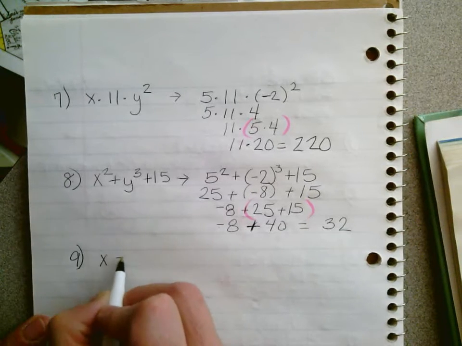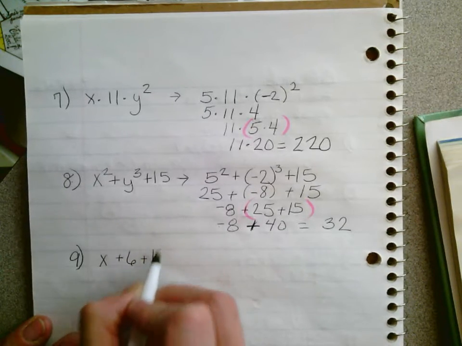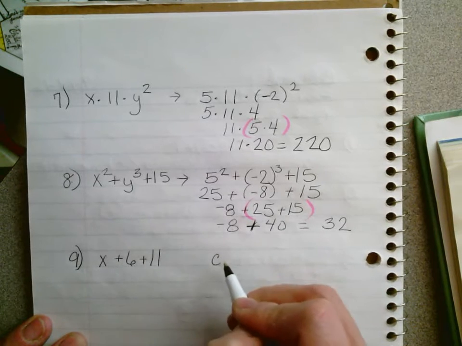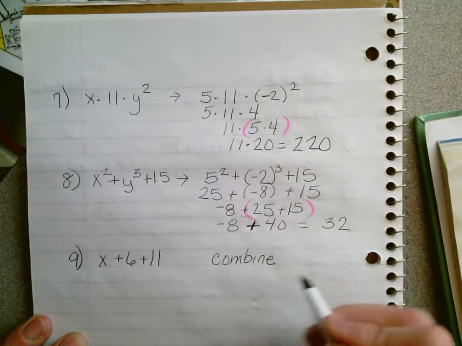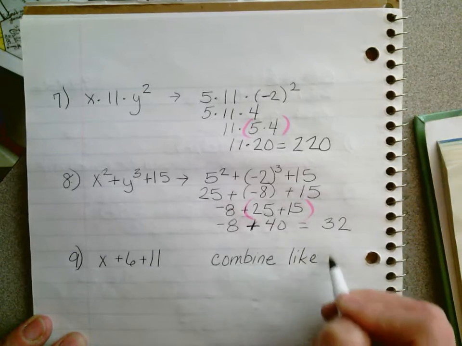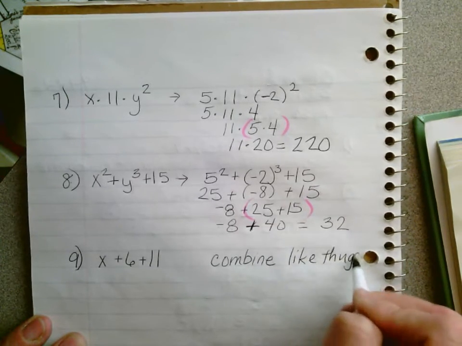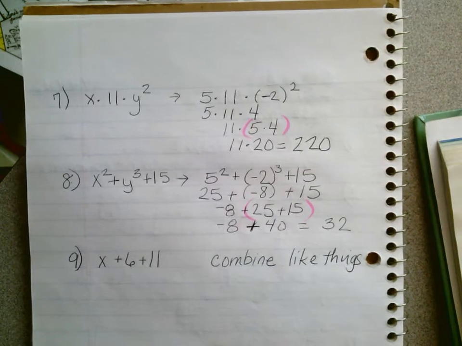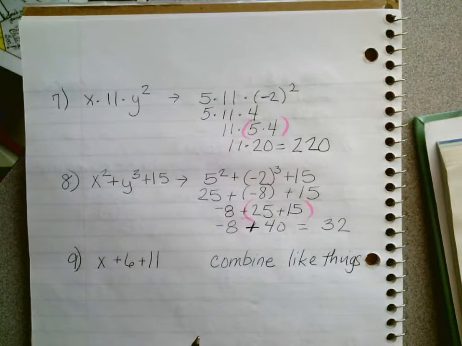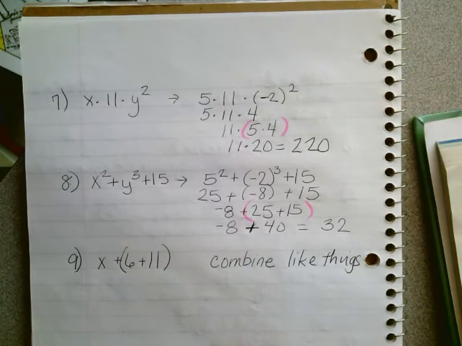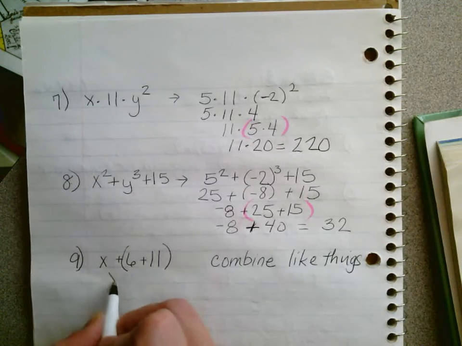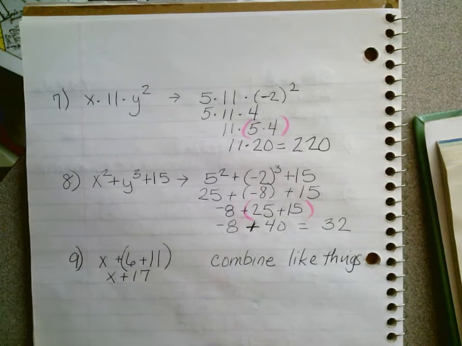Okay, x plus 6 plus 11. Now, they say to simplify. You can combine together like things. Which things are like? There are 2 things like here. Go ahead. 6 and 11? Why? Because they're both actually numbers. Indeed. What's the sum of 6 and 11? 17. That's all you can do.